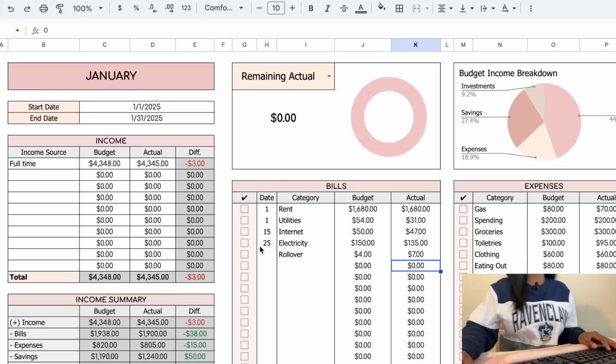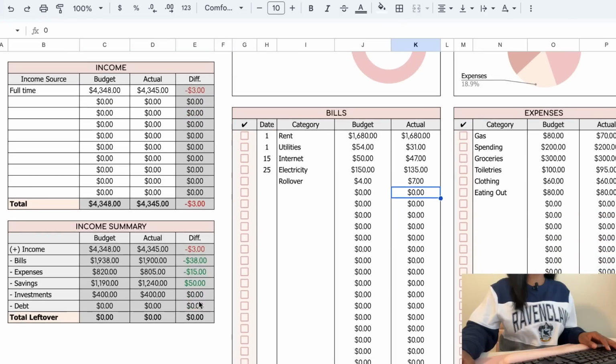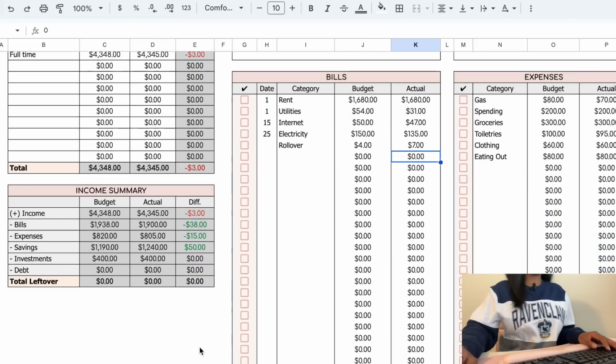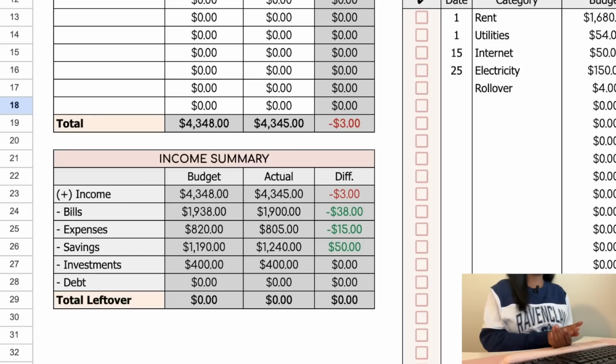All right, so now that everything has been inputted, we can look at my income summary. We see, of course, the $3 difference in terms of my income, so a little bit down there. As for bills, we were able to be down $38, so that's good. I actualized at $1,900 versus the $1,938 that I budgeted for. Similar story for expenses. We were able to be down $15 versus what we budgeted, so came in at $805.